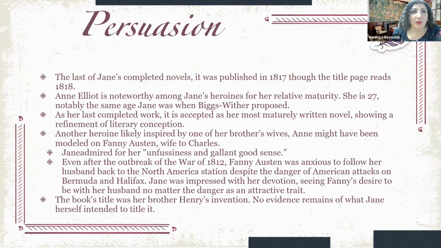Persuasion is the last of the completed novels. That comes out in 1817, although again, the title page reads 1818. Anne Elliot is the heroine, and she's notable because she's older. She's 27 years old, which is the same age that Jane was when Bigg-Wither proposed to her. Because it's her last completed work, it's generally accepted as her most maturely written novel and shows her refinement of literary conception.